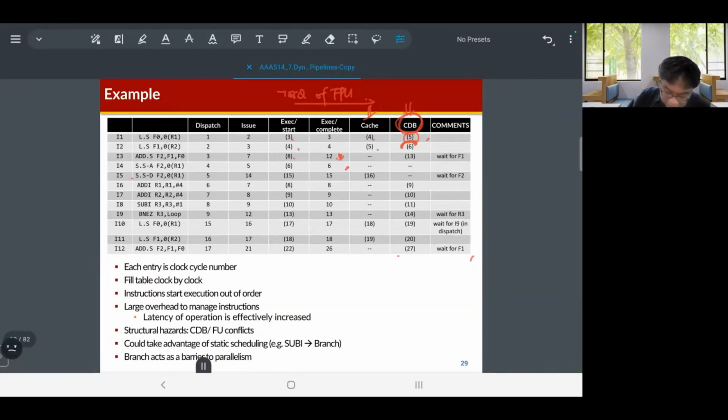But the second store instruction, the data store instruction, needs to wait until F2 is ready, right? So when the add instruction is completed and the result of the add instruction is delivered on the common data bus, then this store instruction can be executed and access the cache here.